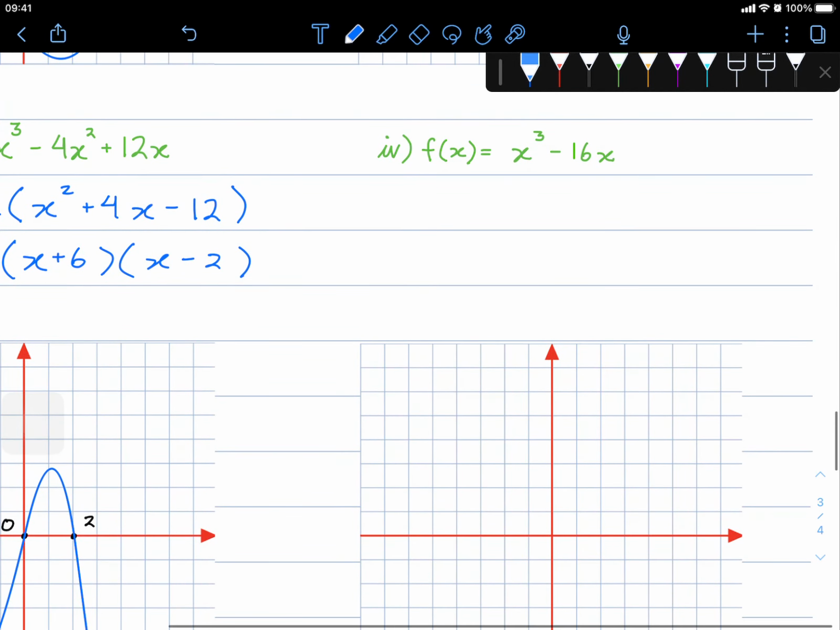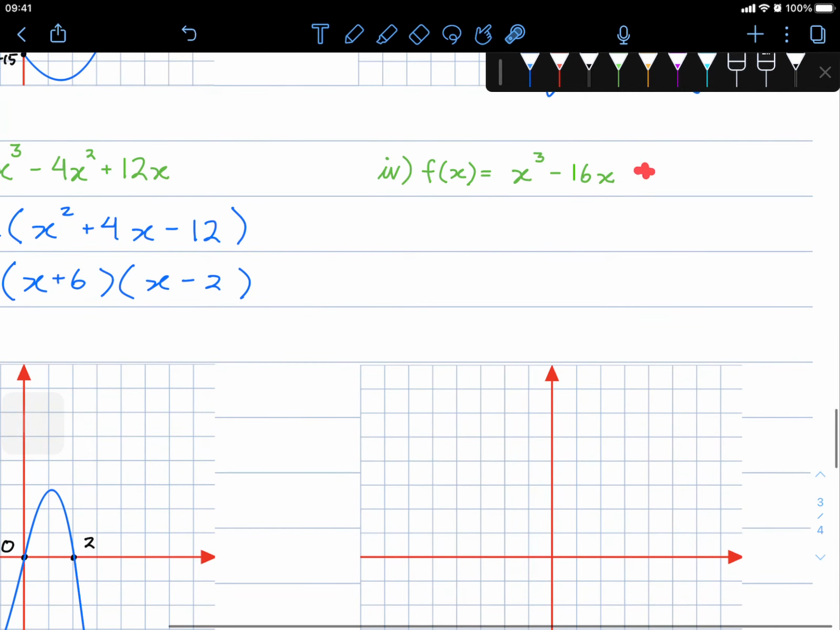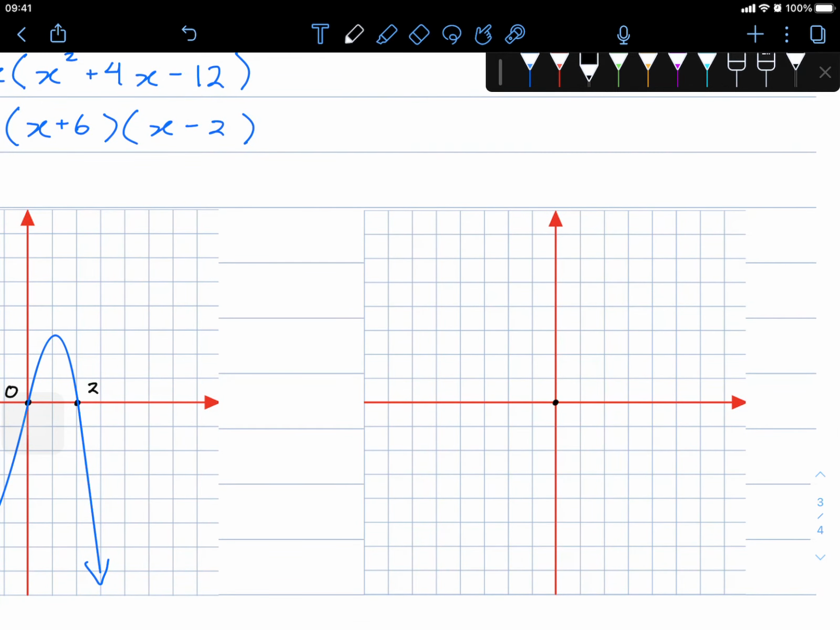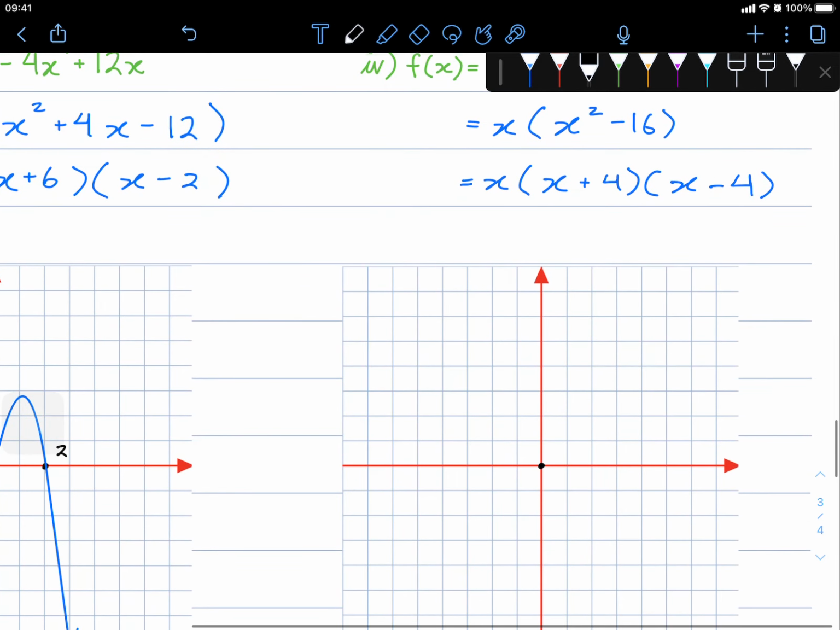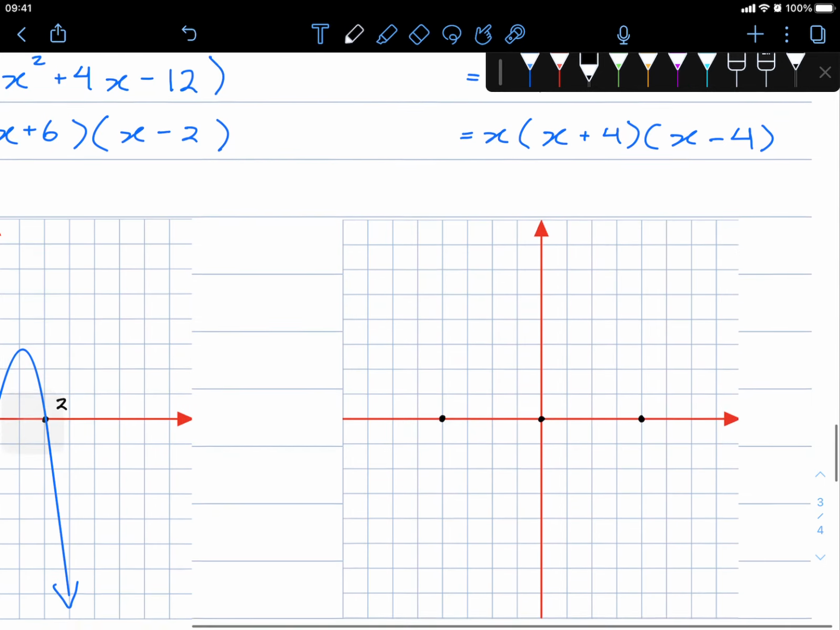You can pause and give this a go yourself. For this one, the constant term once again is 0. So we already know it's going to go through 0, 0. We can factor this, x outside of x squared minus 16. We can factor this further as the difference of 2 squares, plus 4 minus 4. And so from here we can make the following shape. So one x-intercept is going to be at negative 4. The other one is going to be on positive 4.